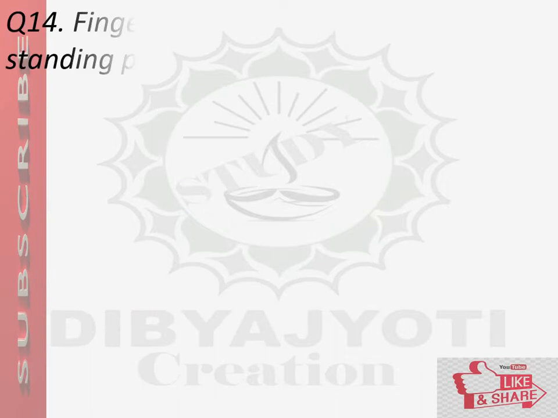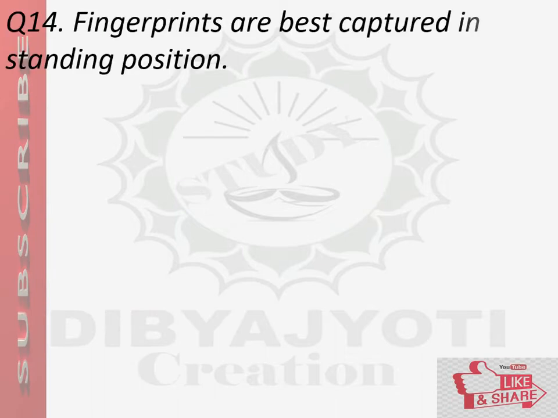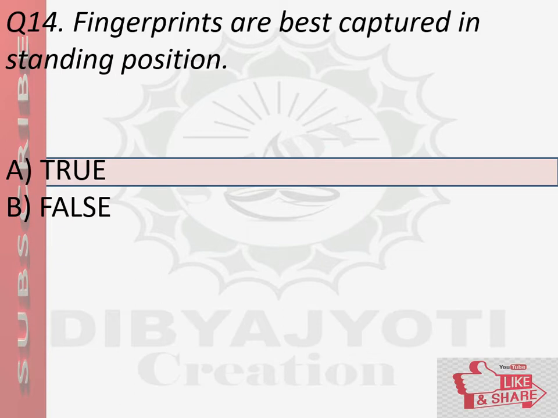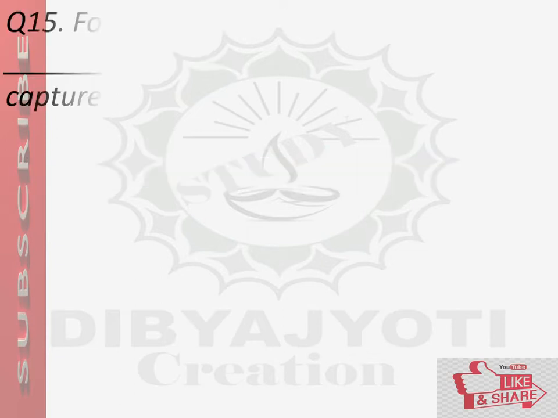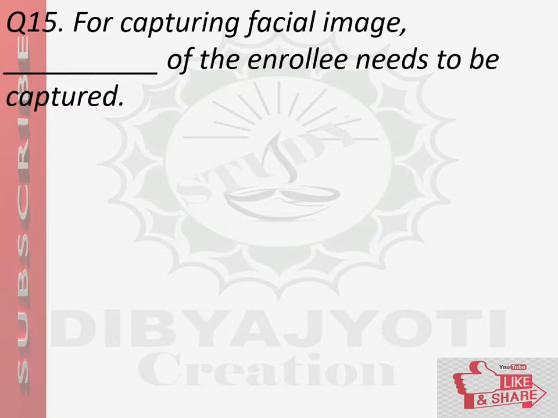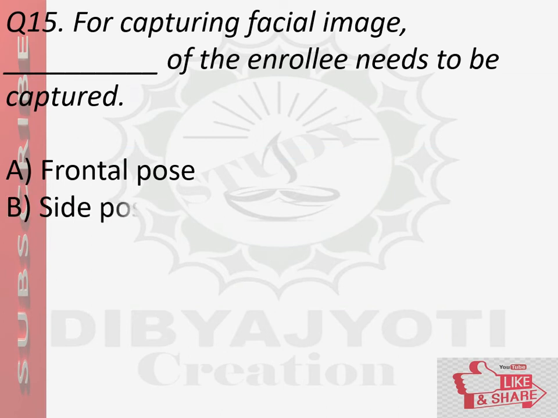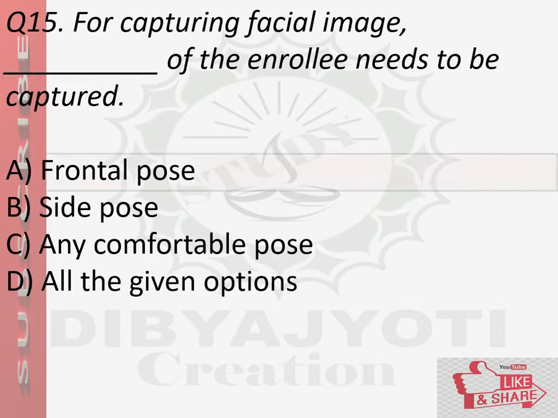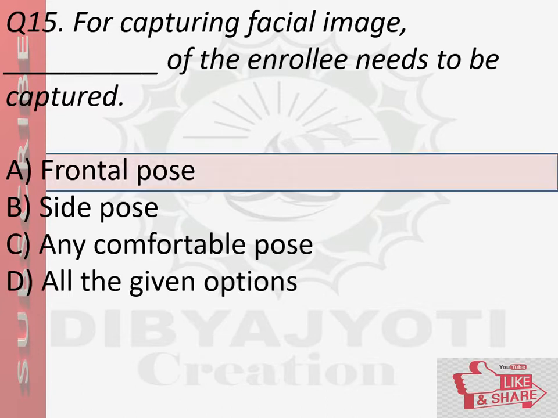Next, question number 14. Fingerprints are best captured in standing position. Option A, true; option B, false. And the answer is option A, true. Next, question number 15. For capturing facial image, dash of the enrollee needs to be captured. Options are: option A, frontal pose; option B, side pose; option C, any comfortable pose; option D, all of the given options. And the answer is option A, frontal pose.